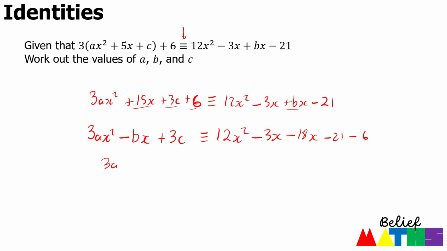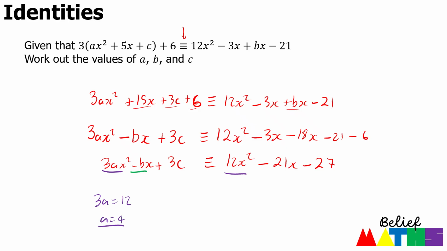So tidying that up by collecting like terms, we get 12x squared minus 21x minus 27. Now we can start comparing them. If I look at our x squared terms, that tells us 3 times something x squared. Well, it gives us 12, so therefore 3a equals 12, so a must be 4.